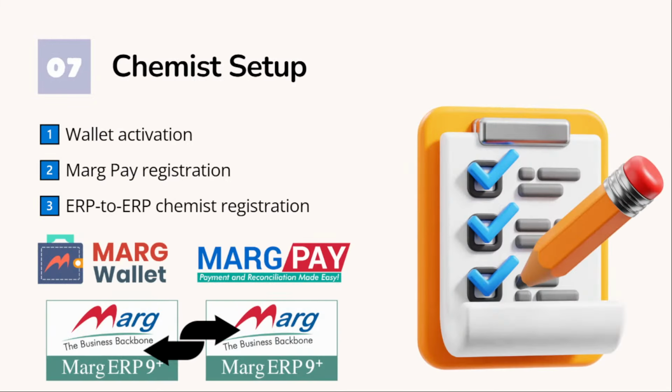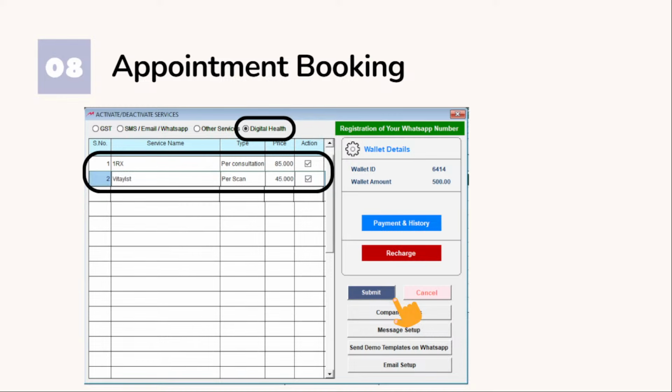First of all, the chemist setup, which means we have to start by updating the software and enabling the features: the wallet activation, the Marg Pay registration, and the ERP to ERP chemist registration. By doing this, the next step is to enable the services from the wallet services. We go to the services part and will see a new tab on the top, which is Digital Health. Click on that and enable these two features, 1RX and Vitalist. 1RX is for doctor consultation and Vitalist is for the QR face scan. With that face scan, you can get the health reports.